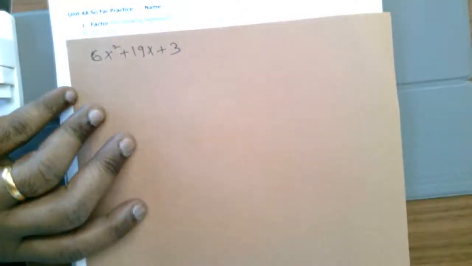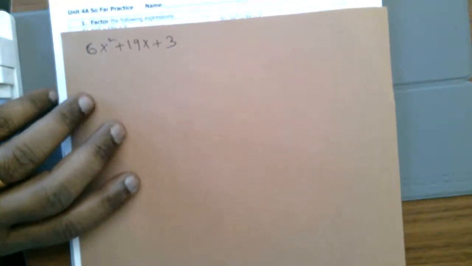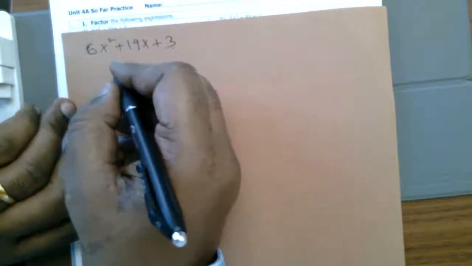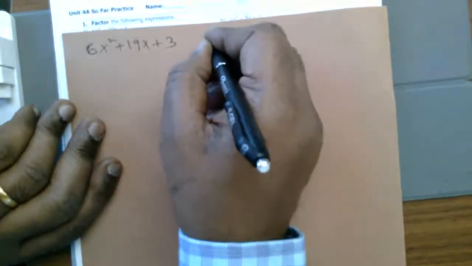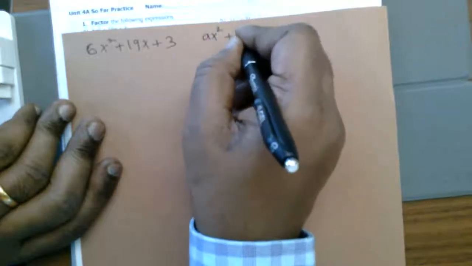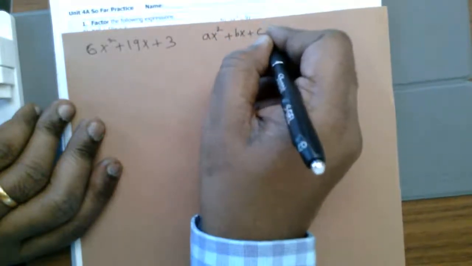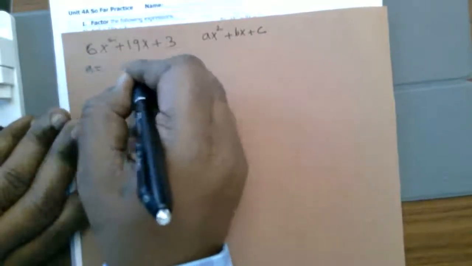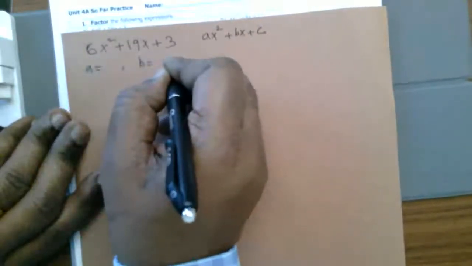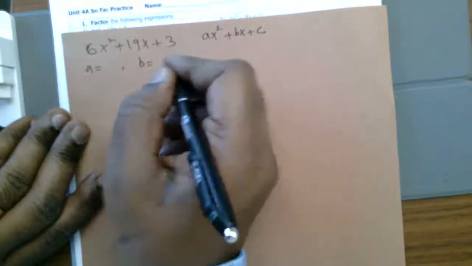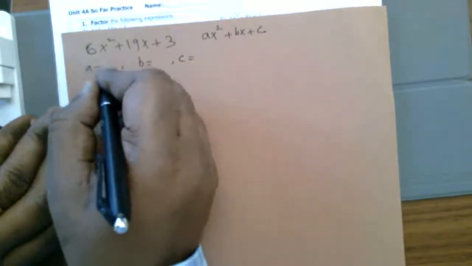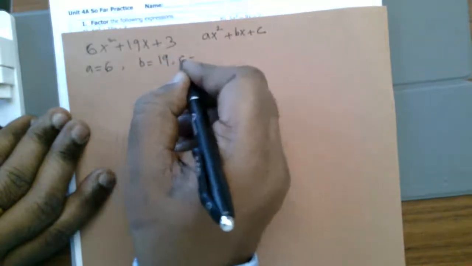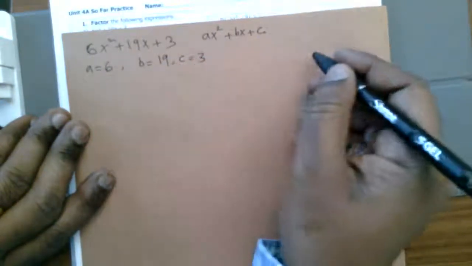You have 6x square plus 19x plus 3. First step in my standard form, ax square plus bx plus c, I will identify my a, my b, and my c. Tell me, what is your a? 6. A is equal to 6, b is equal to 19, and c is equal to 3.